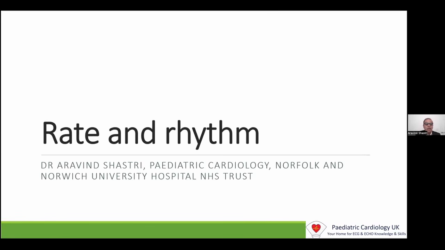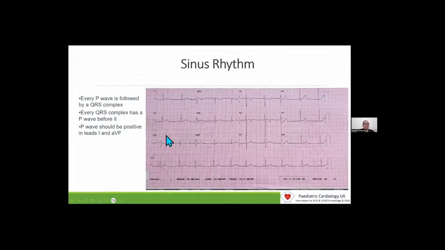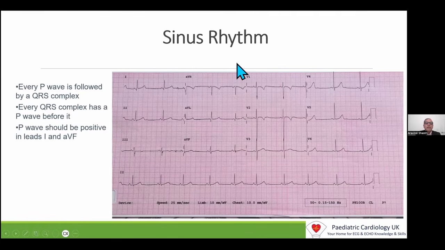Welcome to the session on rate and rhythm. The normal rhythm is also called sinus rhythm. To establish that we have sinus rhythm, every P wave should be followed by a QRS complex, and every QRS complex should have a preceding P wave before it. And the P wave should be positive or upright in lead 1 and AVF.